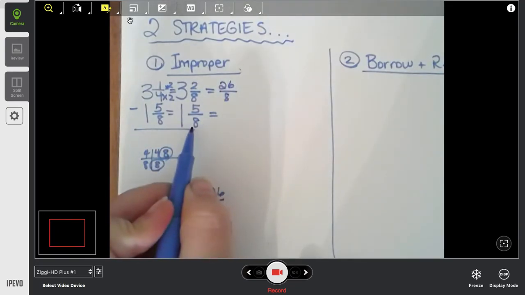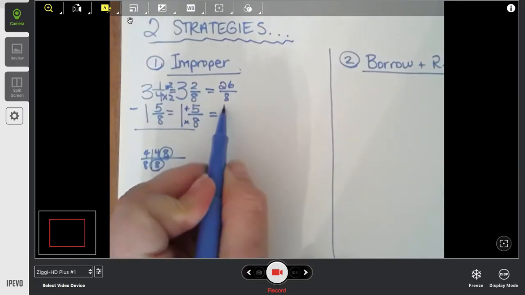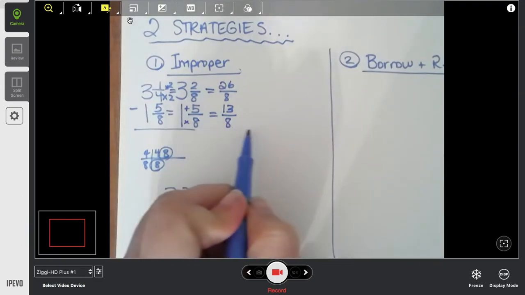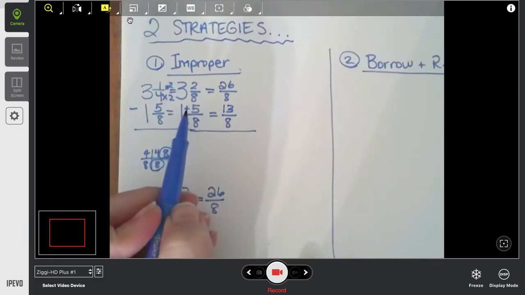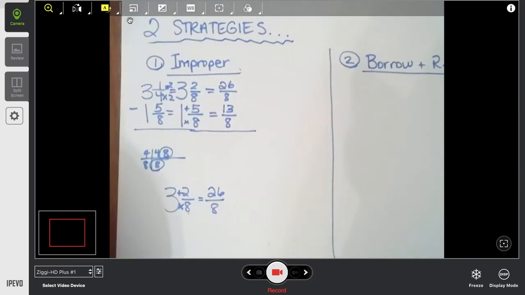We're going to do the same with 1 and 5/8. 8 times 1 is 8, plus 5 is 13. So this becomes 13/8. Now I can subtract. This 3 and 1 have now been embedded into the fraction when I turned it into an improper fraction, so I don't have to subtract them again.